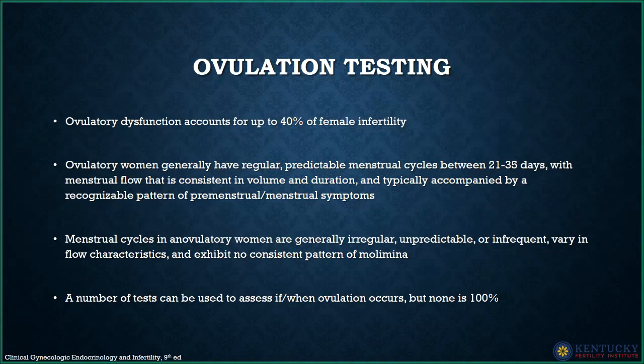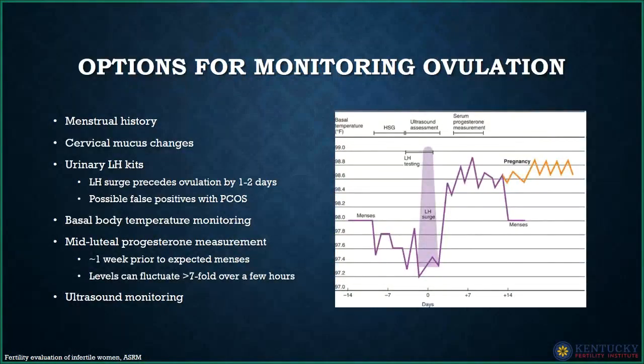And then there are a number of tests we can do to add on to this, ranging from menstrual histories. Patients can monitor cervical mucus changes. They can monitor LH in their urine at home, and basal body temperatures. And then clinically, we can measure progesterone in the blood during the midluteal phase, or we can use ultrasound monitoring to assess ovulation. I will just note LH should be positive between 1 and 2 days prior to ovulation for patients that are measuring that at home, but that puts a lot of burden on the patient. And so I think that can be a source of stress for patients. You can have false positives in patients that have a high resting LH tone with PCOS, for example.